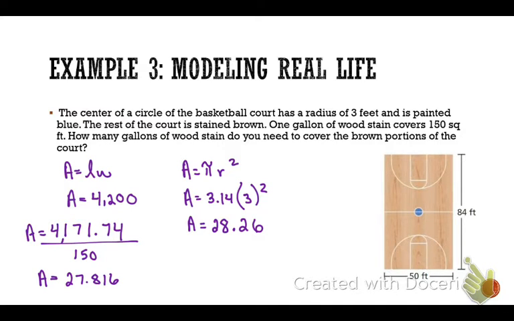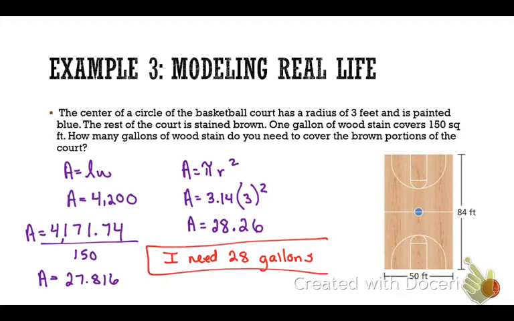All right, so let's think about it. Can I go to Home Depot and tell them that I want 27.816 gallons of wood stain? No. How many gallons do I need? 28. Okay, so I need 28 gallons. You have to make sure that you answer the question. I need 28 gallons. Okay, we did all that work so we could answer the question. So don't put 27.816 as your answer. Your answer is 28 gallons.